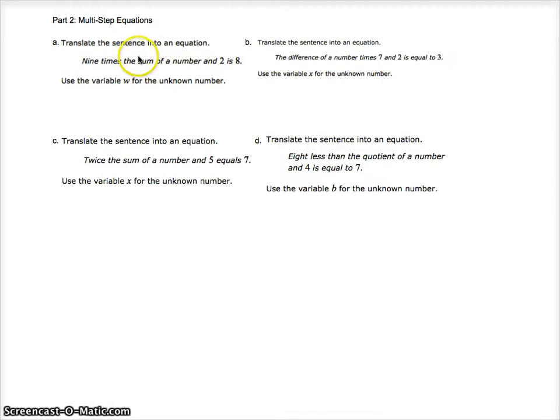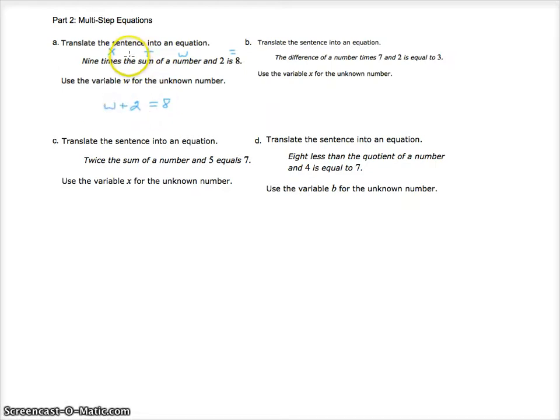So what we need to look at is our translation. It says 9 times, well, times is multiply, the sum is addition, and it's the sum of a number, so w, and 2 equals 8. So let's work backwards. All this is equal to 8. But it also says we need to find the sum of a number and 2. Well, that's w plus 2.